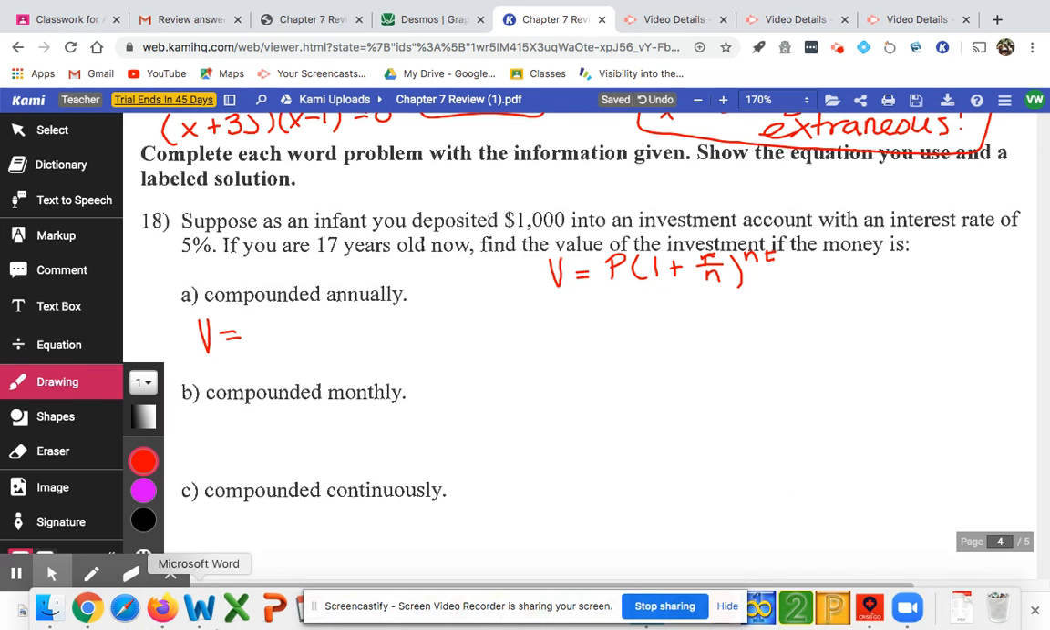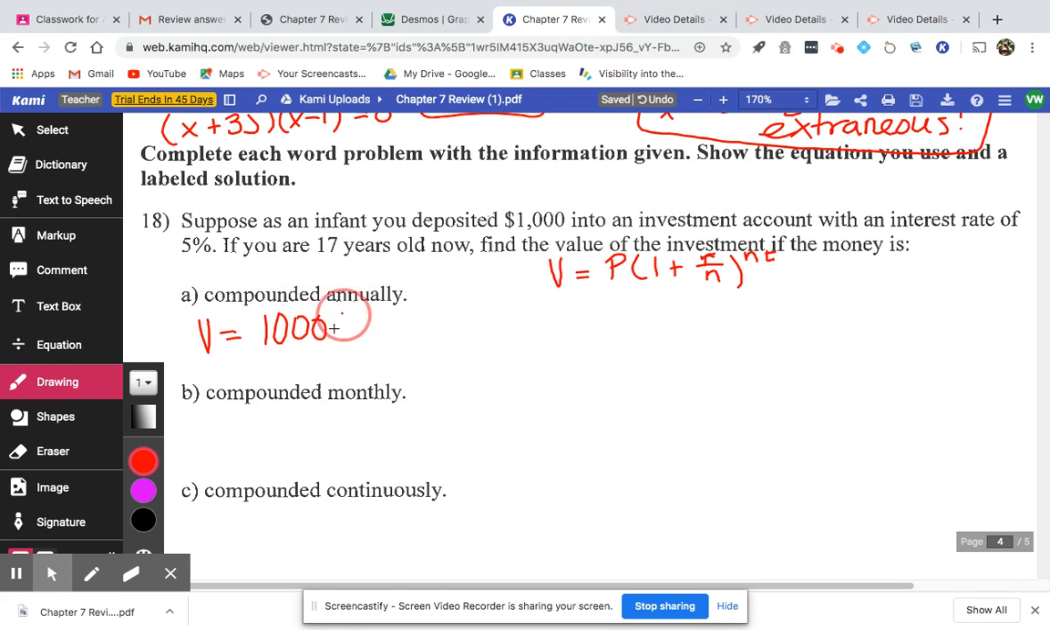Principal amount, 1,000. So 1,000, 1 plus, my rate is 5% as a decimal, that's 0.05. 0.05 divided by 1 because it's compounded annually, to the N times T. Now what's T? T is 17 years. So you have the 1 times 17. Use a calculator for this one. And you'll get somewhere around $2,292.02.